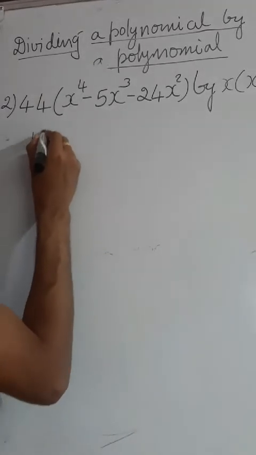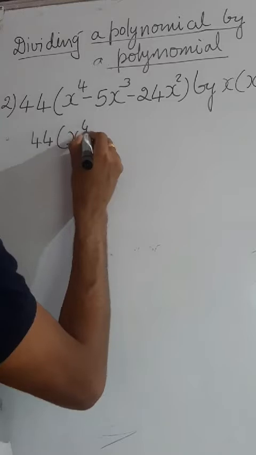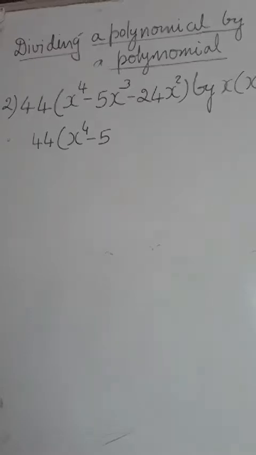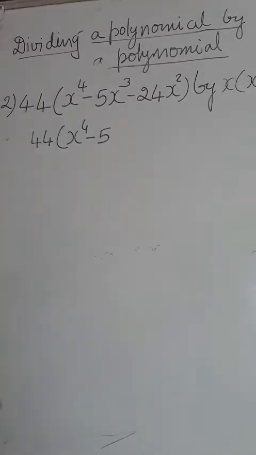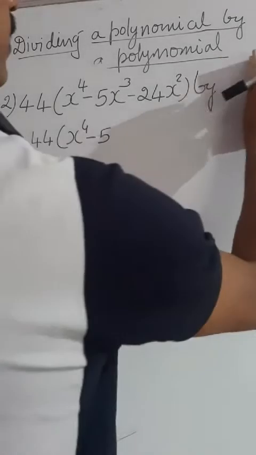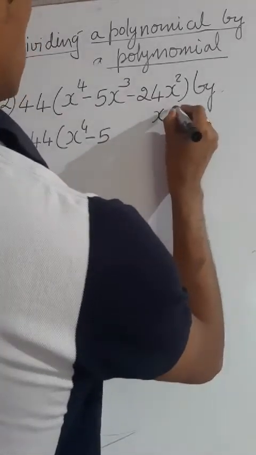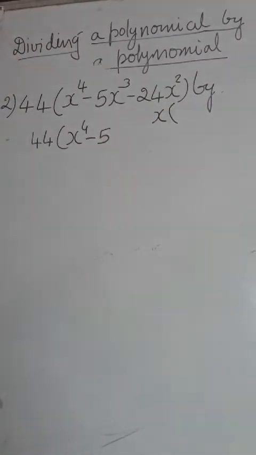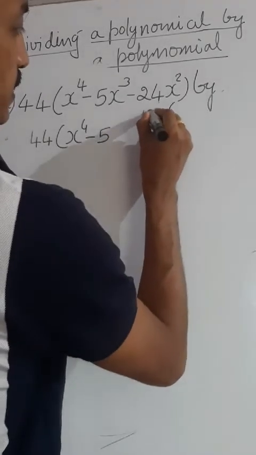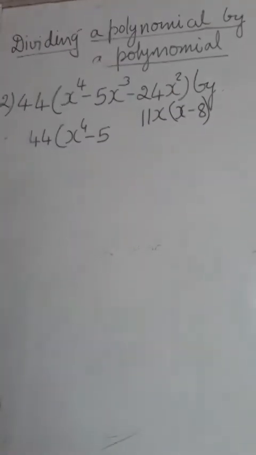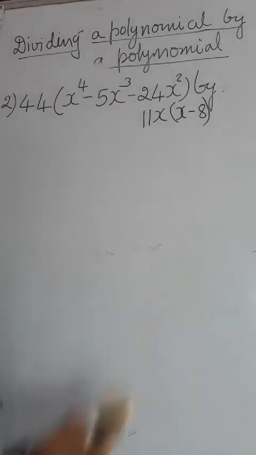First you write the numerator term in the numerator and the denominator term in the denominator. Later we will see how to divide it, and later we can check. How to divide it by 11x into x minus 8 is very important here. Look at this: from this you are going to divide. That is also an important thing.